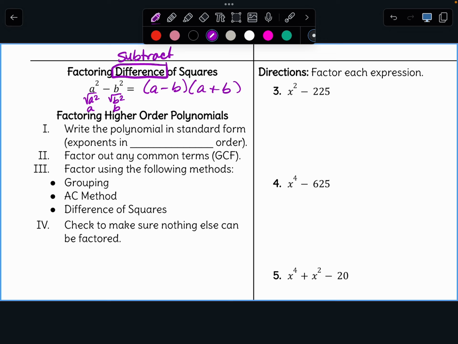So first, we write the polynomial in descending order so that it's standard form. Always, always, always factor out a GCF. And then make sure that nothing else can be factored.